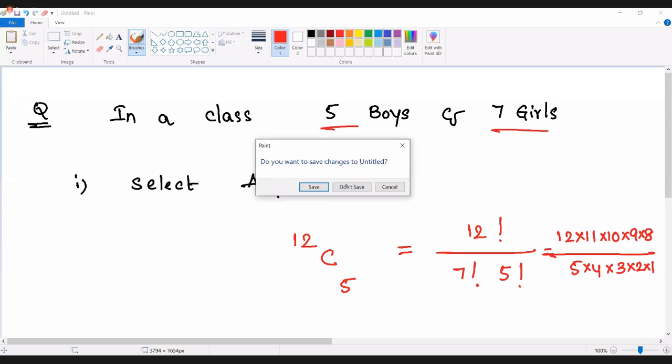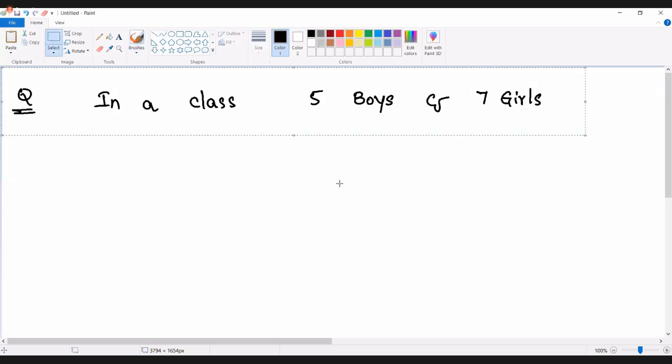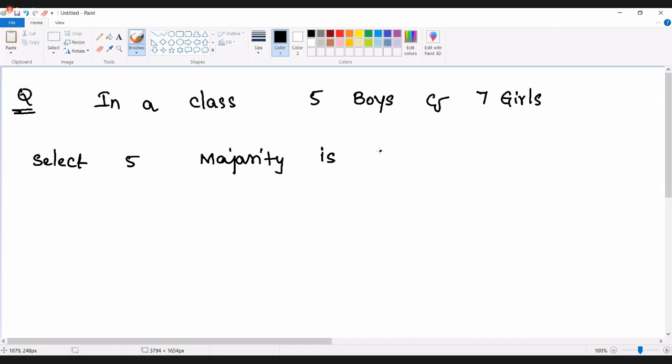So the solution part, you can keep it aside. Let's take the other condition. For example, in a class there are 5 boys and 7 girls. The question here is: select five, but the majority should be boys. So how do we solve this question? Boys are 5, girls are 7, and you want to select 5 members from them.